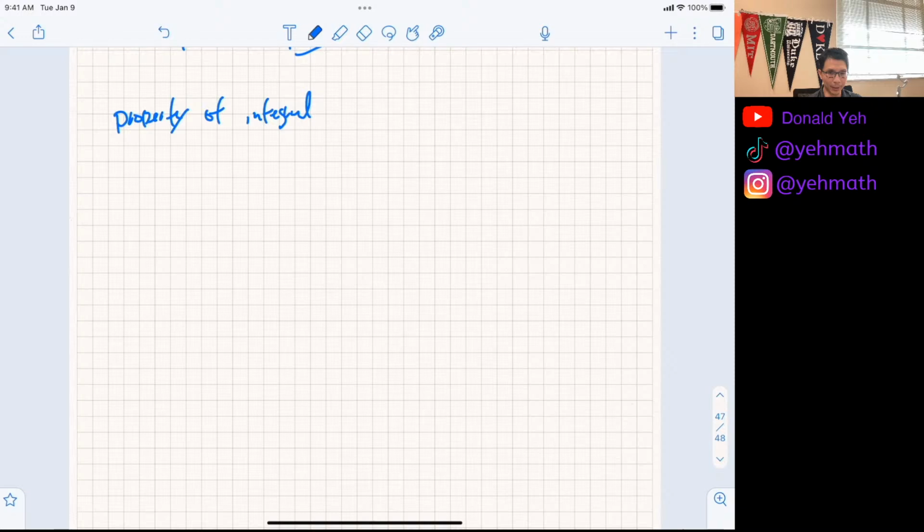So the first property is this: integration from a to a of f of x dx. What do you think that is equal to? From a to a.